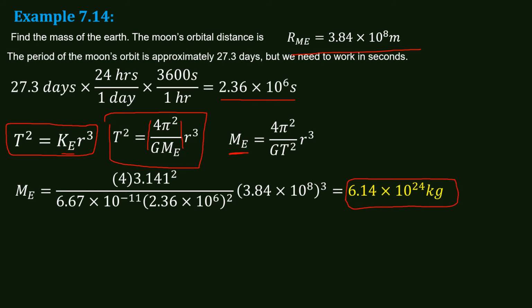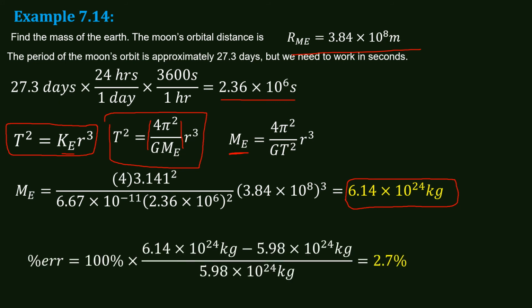Not exactly the number you would find in the back of your book, but pretty close. The number you'd find in the back of your book is 5.98 times 10 to the 24th kilograms. We got 6.14 times 10 to the 24 kilograms. So we're off about 2.7%, but that's close enough. We have to allow for error from our calculators.